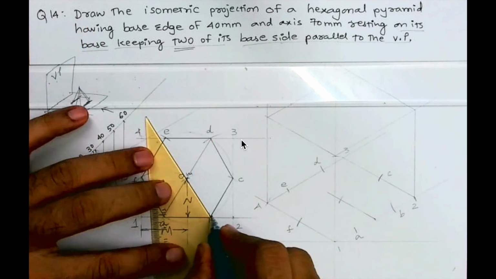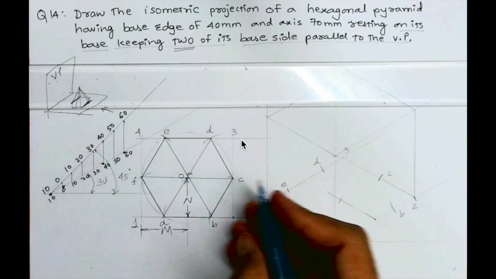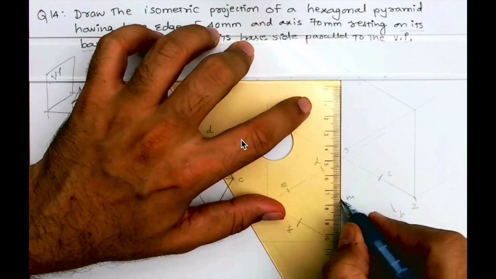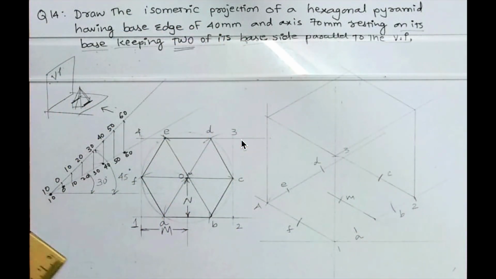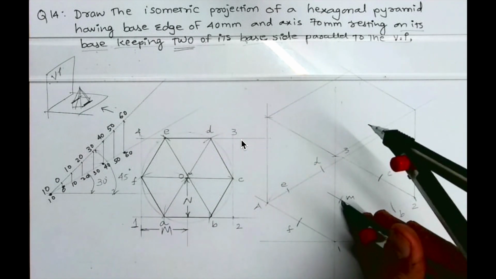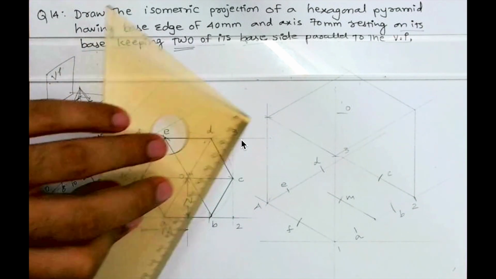This is optional. If you want to draw all the edges, then you can draw, or you can let it be. Now see, we got point M. From there we'll go up by the height, which is the axis. So we'll get point O, and then we'll join point O to A, B, C, D, E.